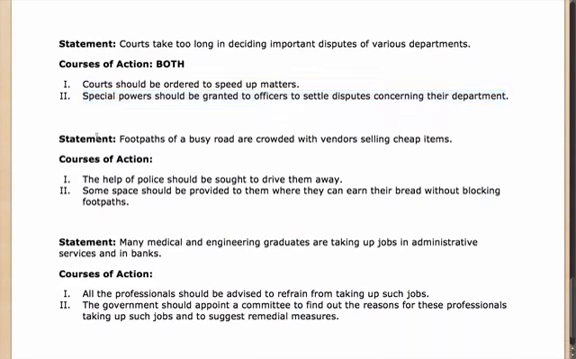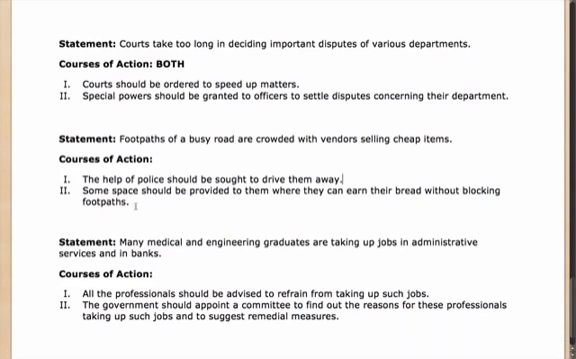The next one is footpaths of a busy road are crowded with vendors selling cheap items. That is again a reality in any big city that you go to in India. Courses of action which are suggested: the help of police should be sought to drive them away. Okay, a little harsh, but that is essentially what happens. This is something which experience validates. I'm sure you must have seen something like this.